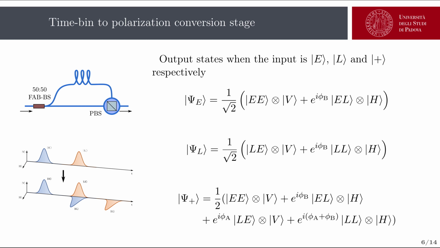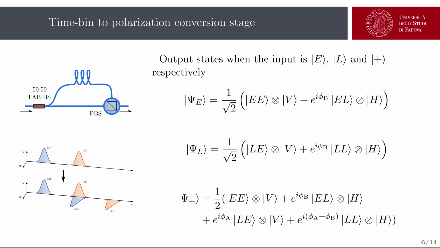Here I report the three outputs for the three states used in the QKD experiment. If the input state is an early state, it will be mapped to a superposition of a photon in the first time slot, early, with vertical polarization, and a photon in the middle time slot with horizontal polarization. If the input state is a late state, it will be mapped into a superposition of the middle slot with vertical polarization and the late slot with horizontal polarization.